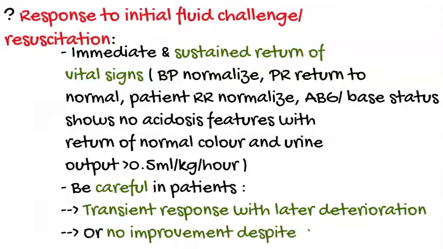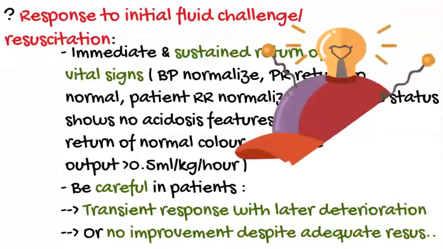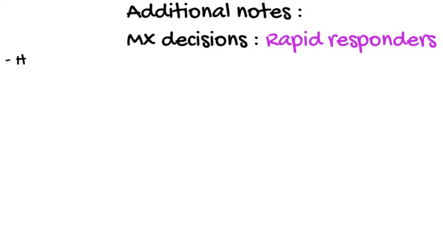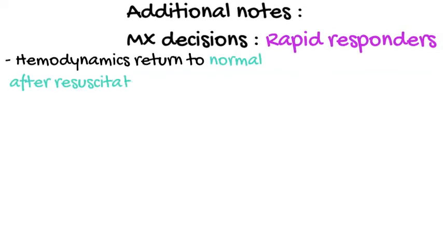We must be careful in patients who have a transient response with later deterioration of vital signs, or in patients with no improvement despite adequate resuscitation. I want to add additional notes regarding how you decide whether a patient is a rapid responder, transient responder or non-responder, and the management for each of the responders.